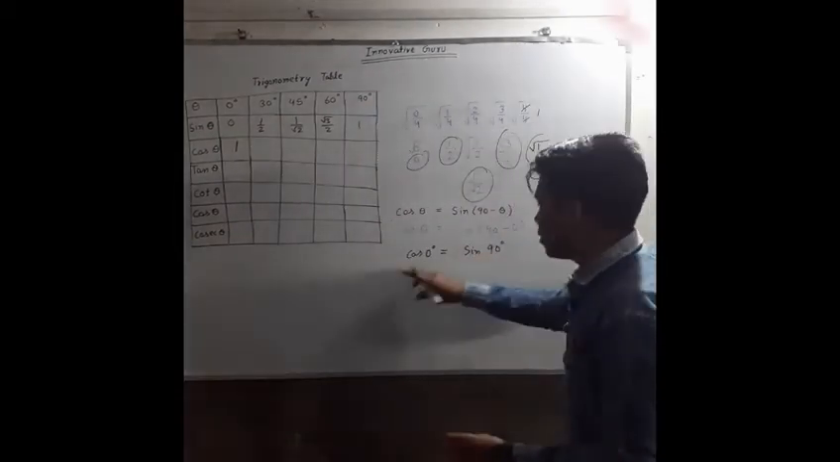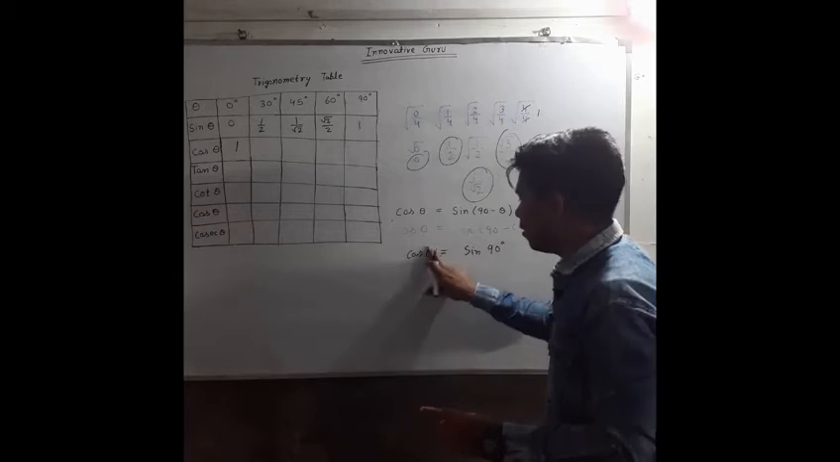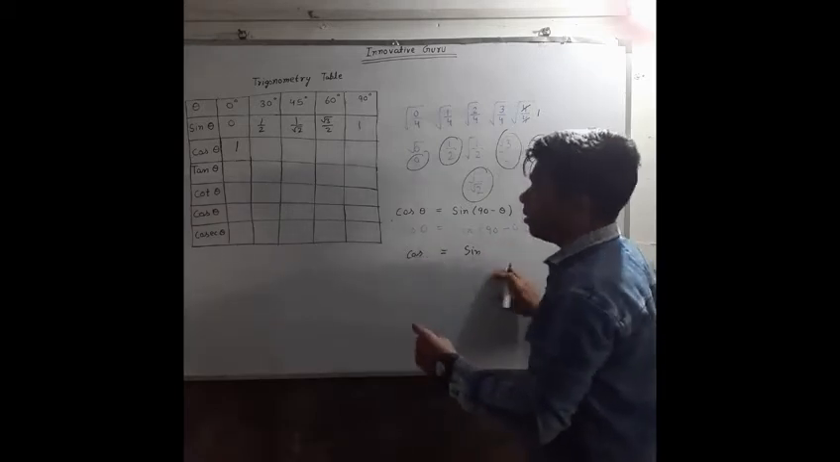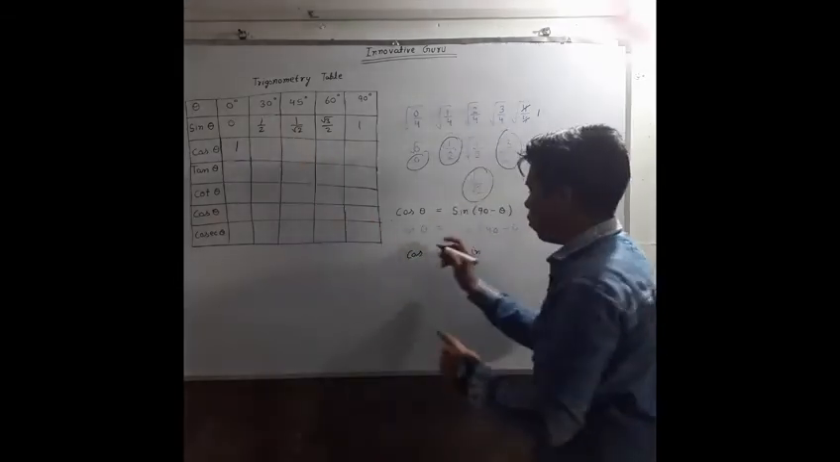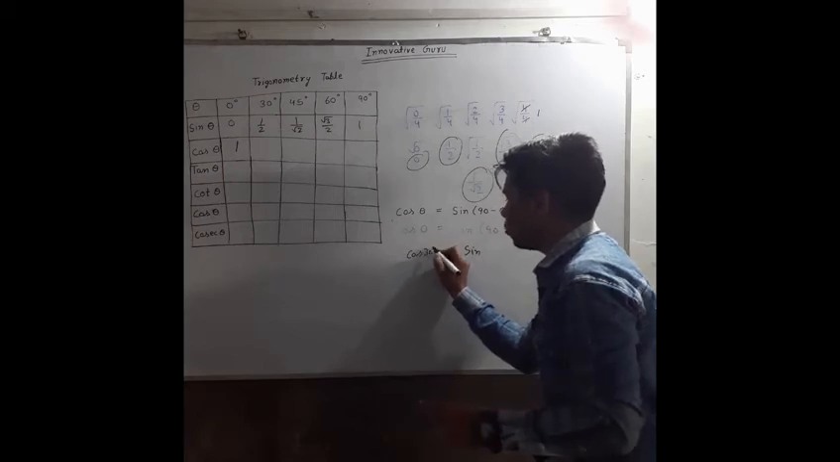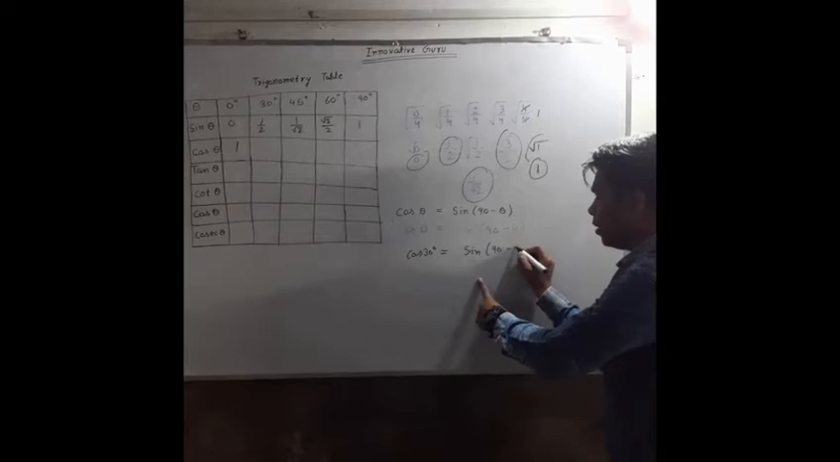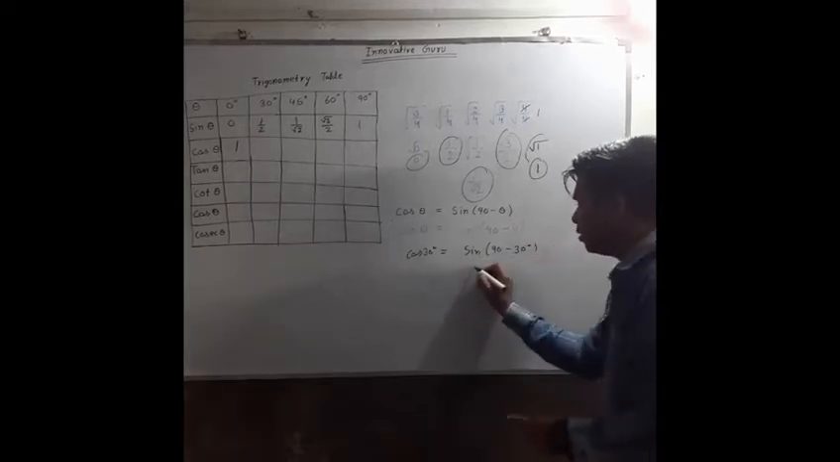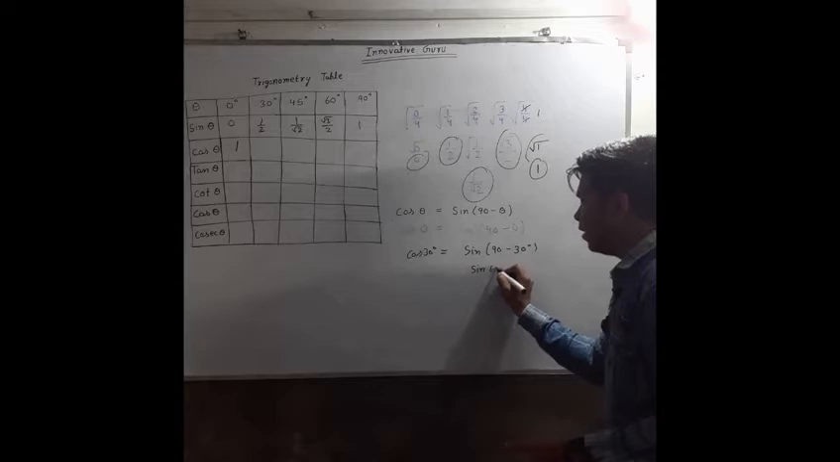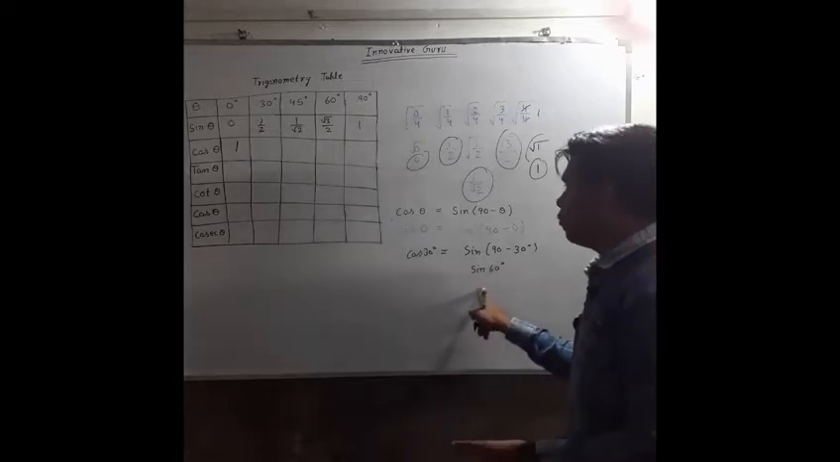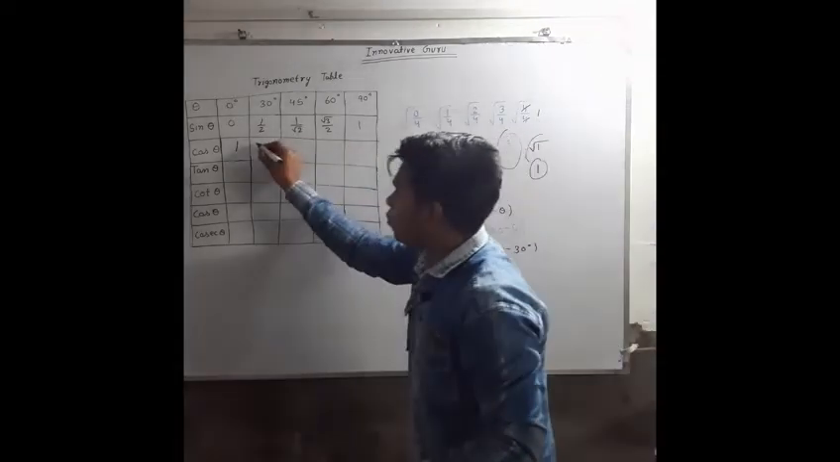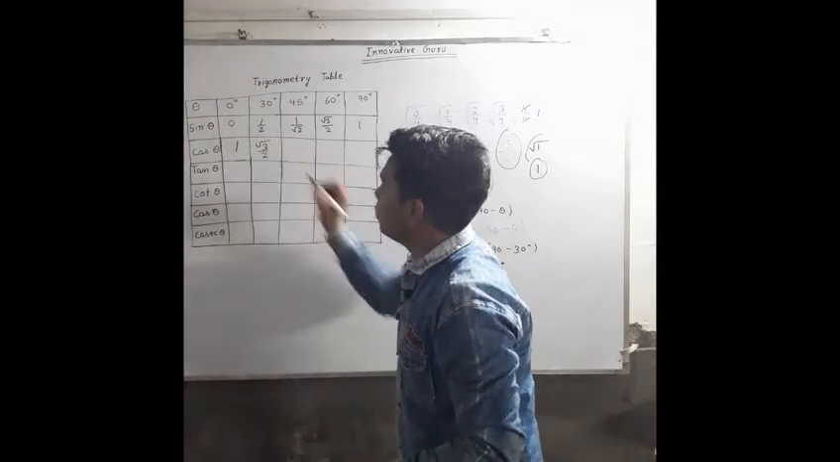In the same way you have to put the thetas here. Now put the next theta, which is 30. You want to find cos 30, so how will you find it? Cos theta is equal to sine of 90 minus theta. Again solve the equation. It is sine 60. So what is the value of sine 60? It's root 3 upon 2.